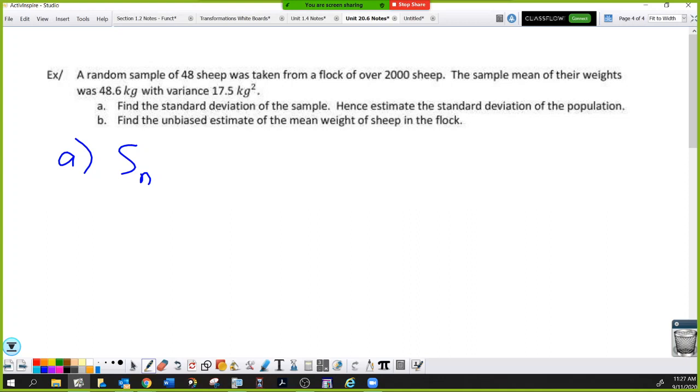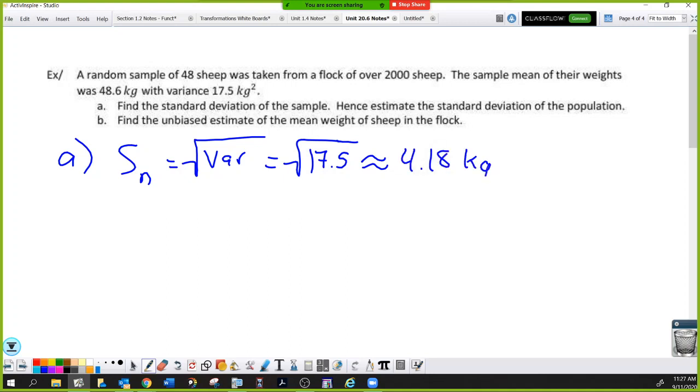Well, what we know is that Sn squared is the variance, right? So Sn would be the square root of the variance, which is the square root of 17.5, because they told us the variance. That's about 4.18. And we'll be good mathematicians and put our units on there. So you were told the variance. You just take the square root of the variance if you want to know the standard deviation.